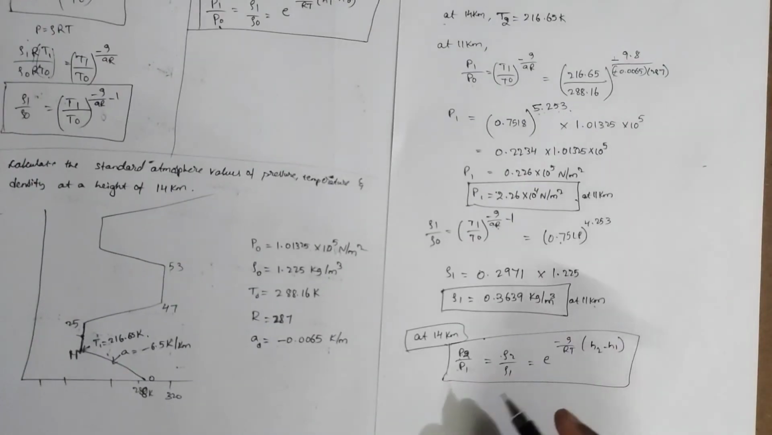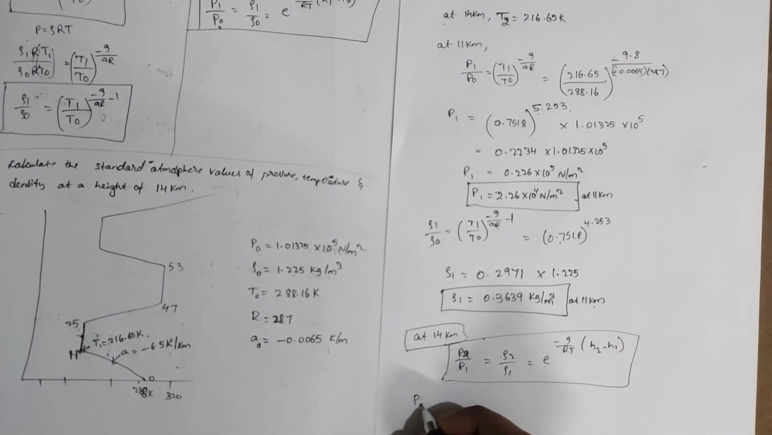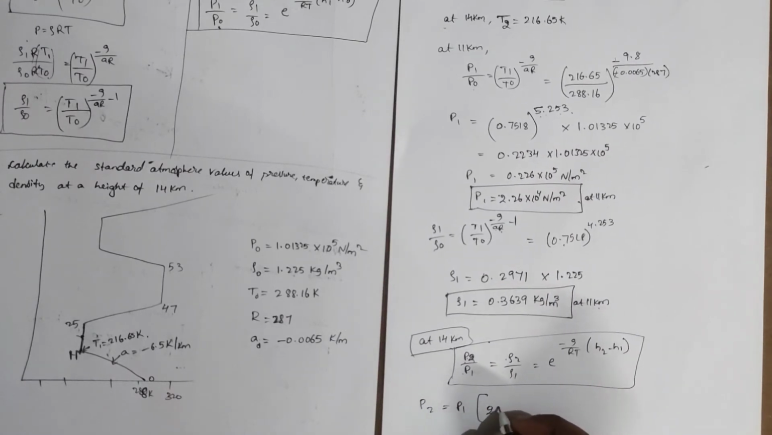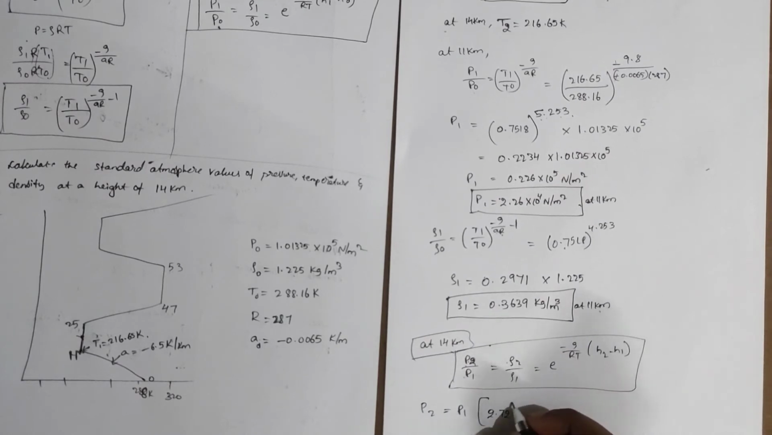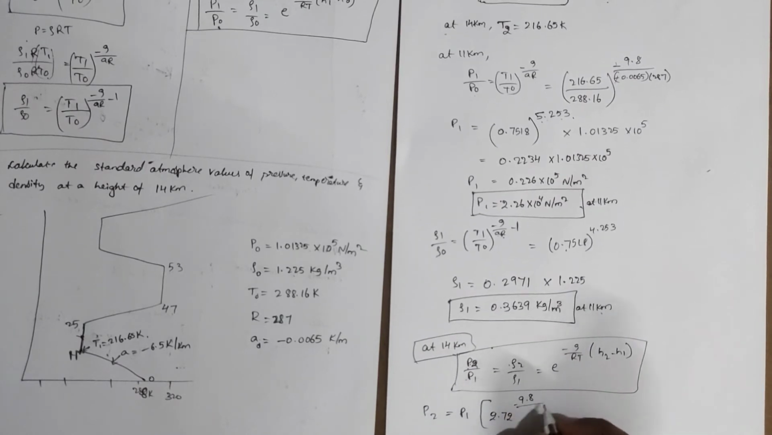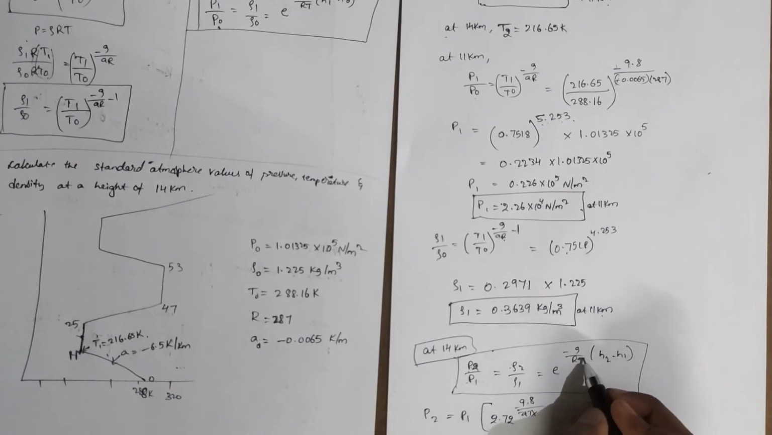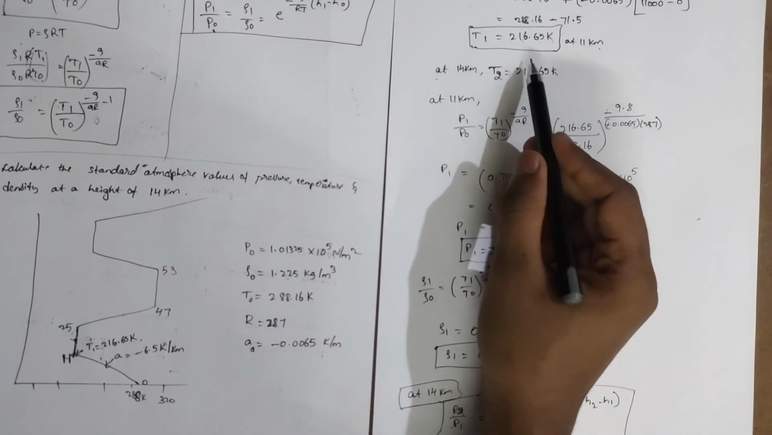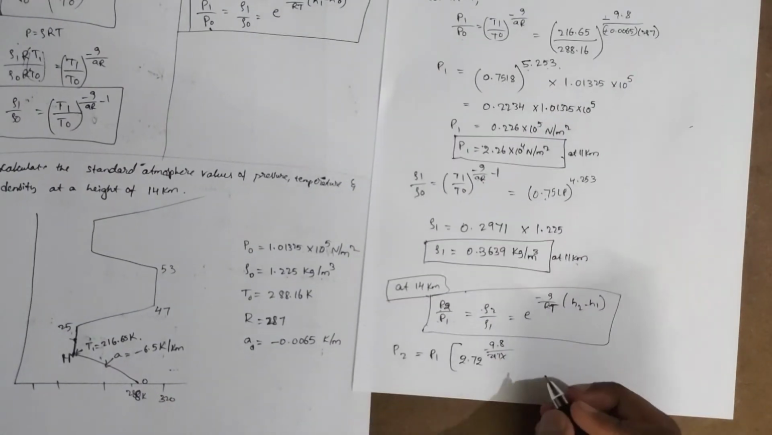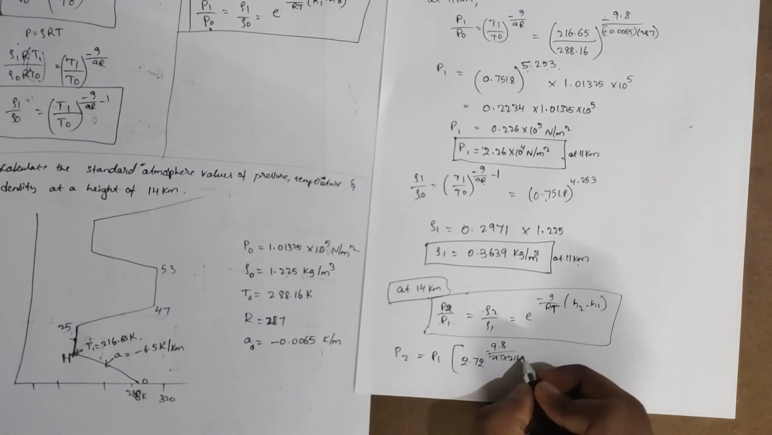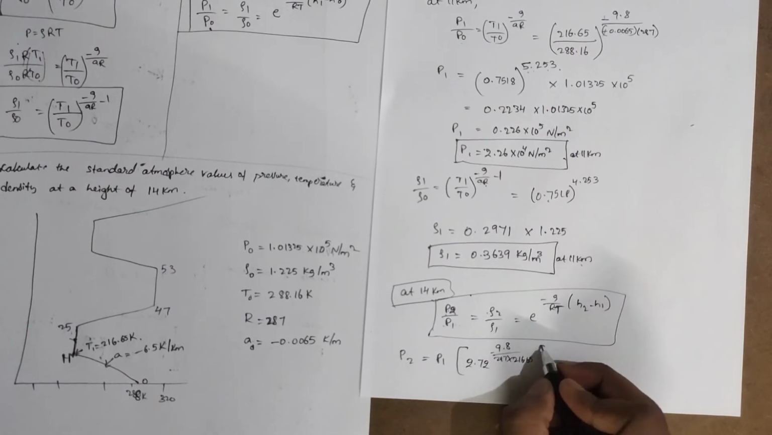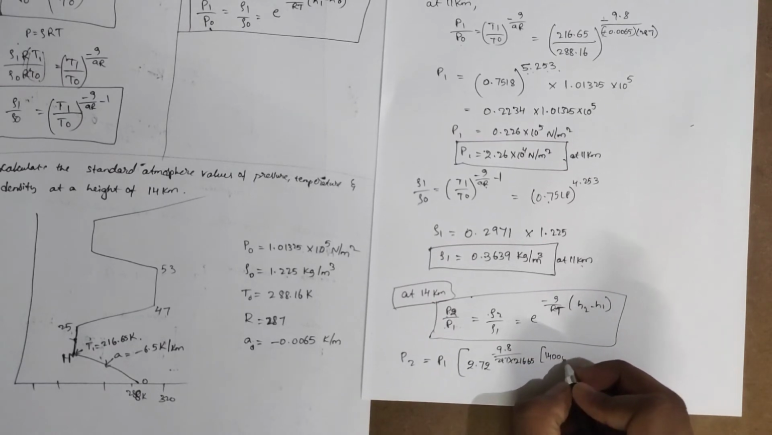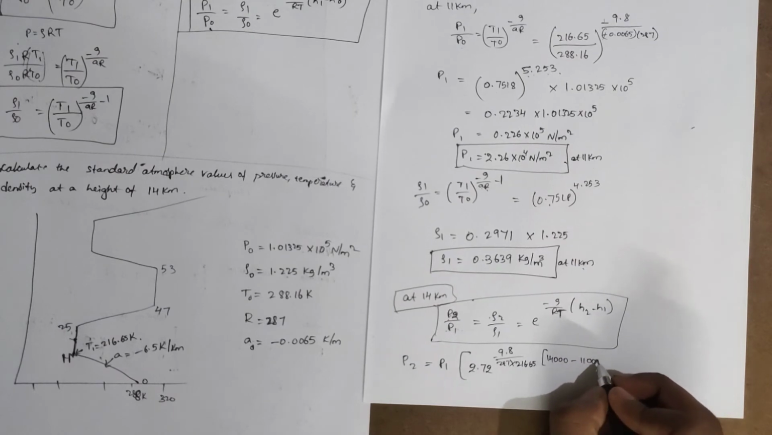So first thing is P2 is equal to P1 into e, whose value is 2.72 approximately, whole power minus 9.8 by 287 into the temperature at 11 kilometers. We have calculated it as 216.65. So write it as 216.65 into (H2 minus H1). H2 is nothing but 14 kilometers, so 14,000 meters, minus H1 which is 11,000 meters.